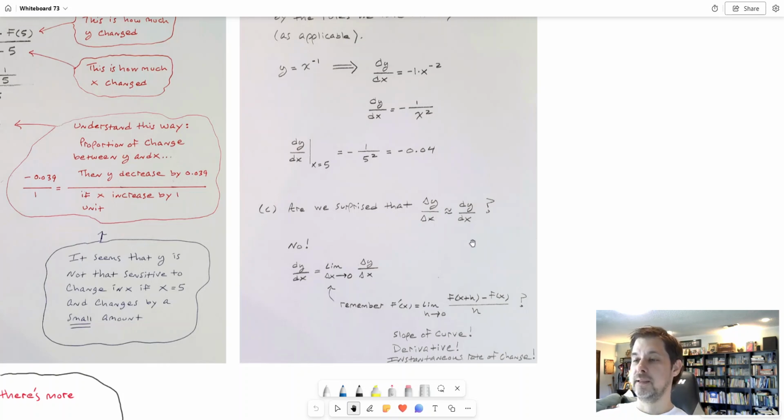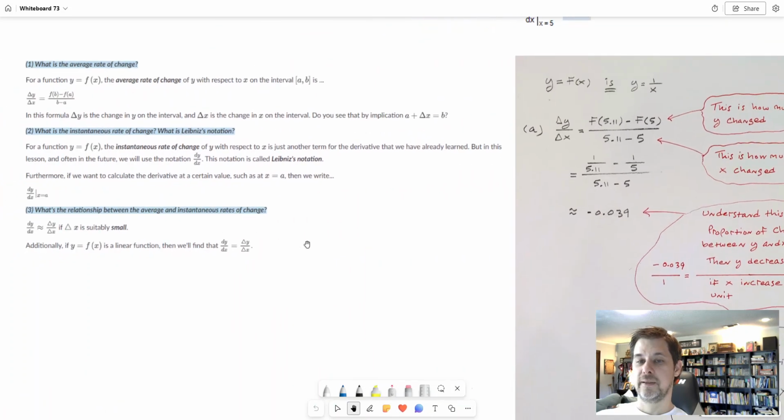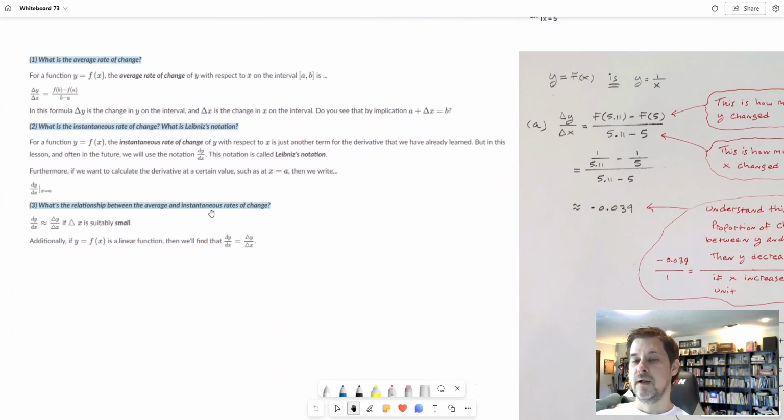But I did say that you should understand as much as you can about the connection between the average and instantaneous rates of change, okay? So here they are. The average rate of change is approximately equal to the instantaneous rate of change if the change in x is small. How small might vary by situation, but I think that this will get the point across.